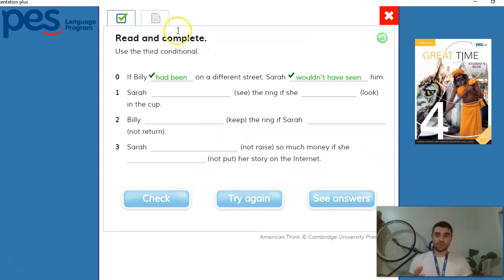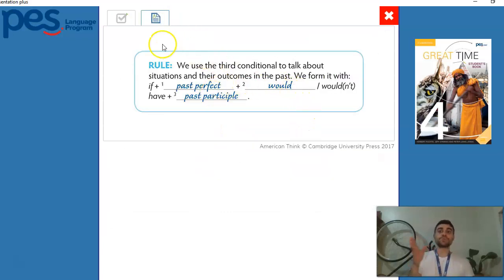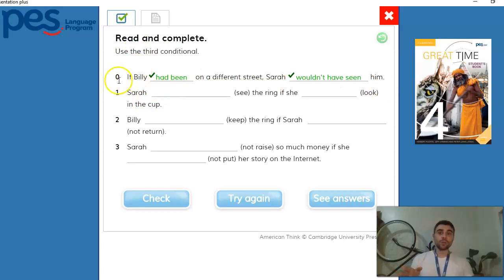Okay? Thinking about the rule, and following this example here, I want you to complete sentences 1, 2, and 3 with the third conditional, right? So you have the verbs in parentheses here, and you need to check what part is the if part and what is the consequence part of the sentence. So pause the video and try to complete sentences 1, 2, and 3 with the third conditional. Then come back here for us to check. All right?